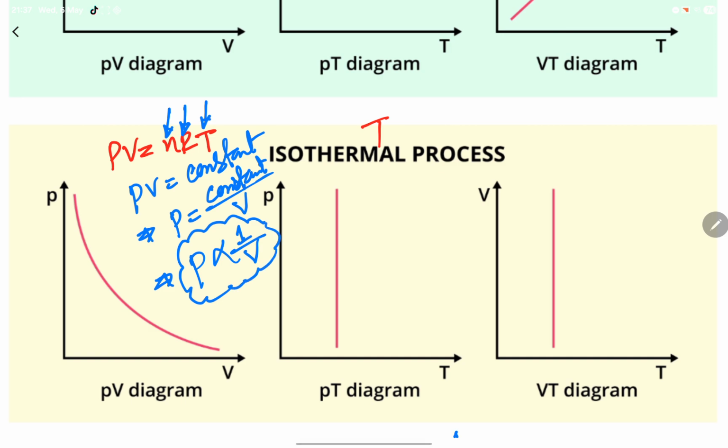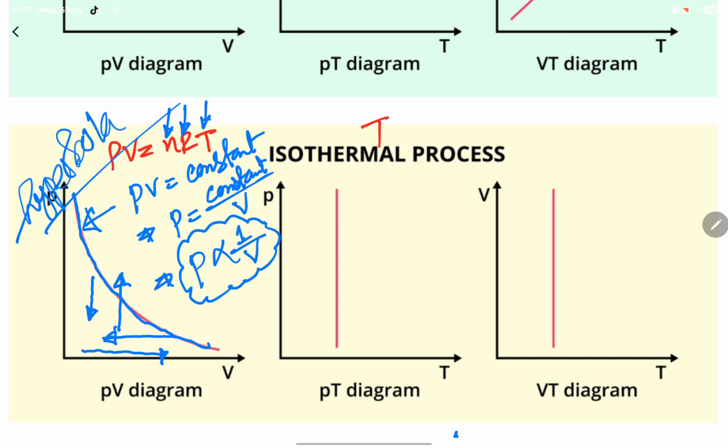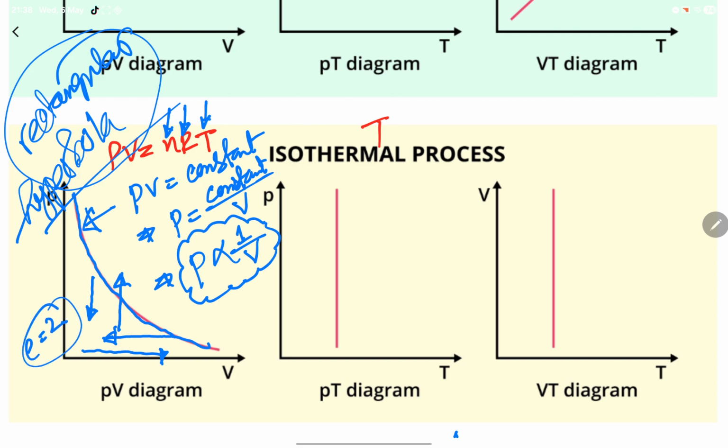You know what that means? If you increase V, P will decrease. If you decrease V, P will increase. And hence you get this graph. This is a hyperbola, and it is called a rectangular hyperbola. It's a special kind of hyperbola where eccentricity is basically equal to 2.